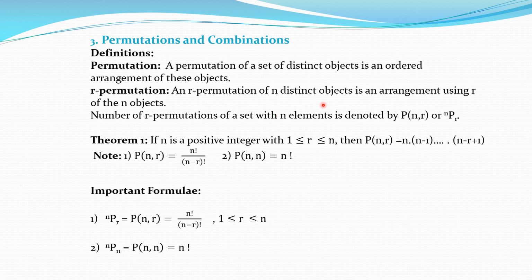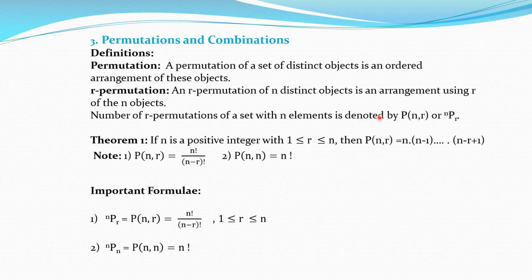So in this way, how many arrangements are there by taking two at a time out of A, B, C? So AB, BA, BC, CB, AC, CA. So these six arrangements are possible. So this example is nothing but 2 permutation of 3 distinct objects. But every time it is not possible to find all such permutations and then count that number. So there is one formula which we can use directly. Number of r permutations of a set with n elements is denoted by P(n,r) or nPr.